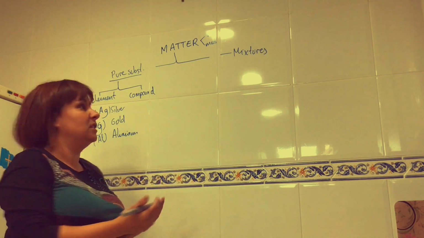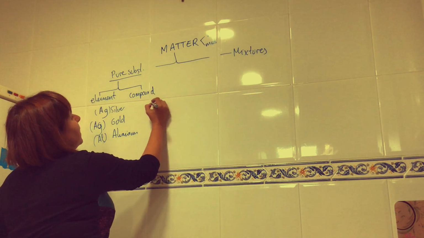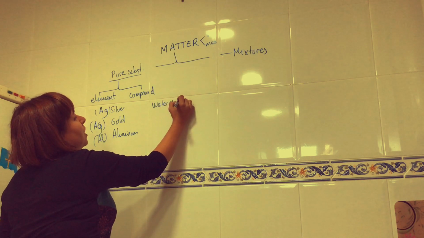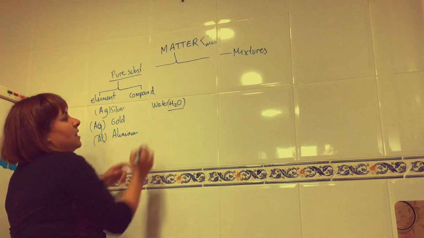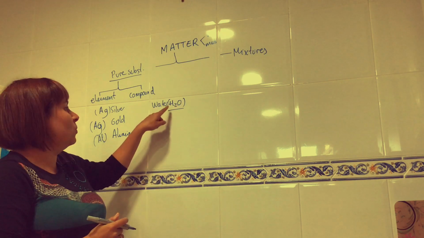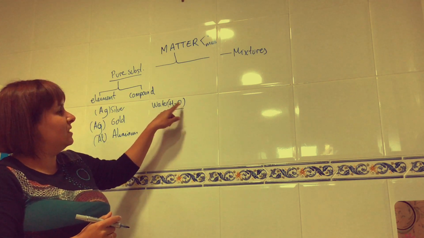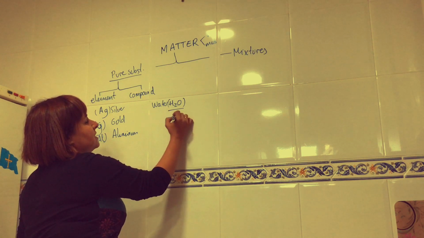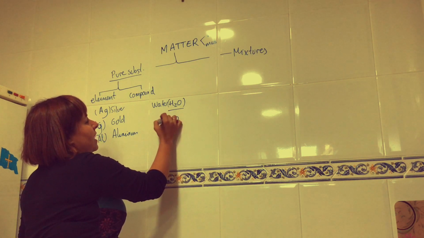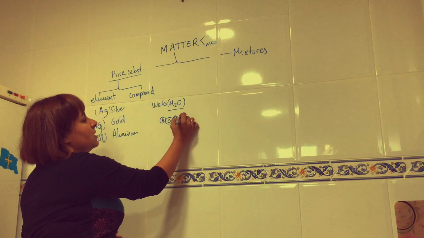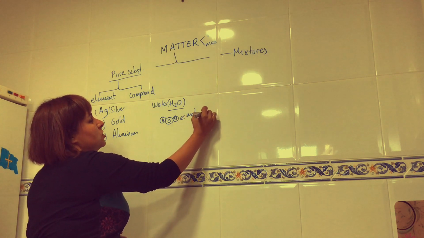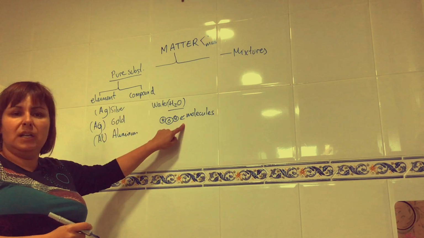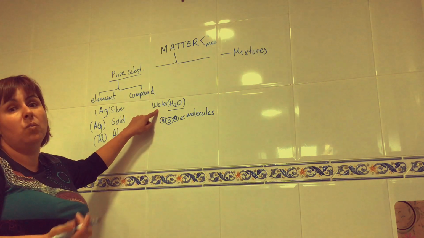For example, water. In this case, the compound, imagine water, is made of this. This is two types of elements. On one side, hydrogen, on the other side, oxygen. Like for example this, we have here an oxygen atom and two hydrogen atoms. This is what is called a molecule. So any compound is made up of molecules. An example will be water.